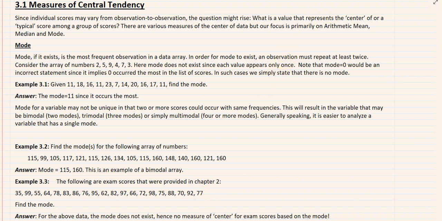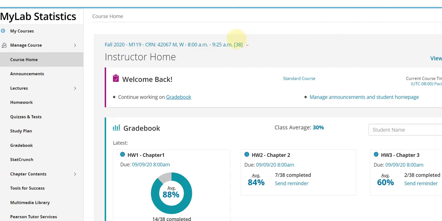Alright, I'll move to my math lab now. Okay, so I'm in my math lab. Now I assume that you all know how to get to my math lab, right? Of course, in this case it is my lab statistics. So, in order to go to StatCrunch, we can actually do it different ways. How can we do this?